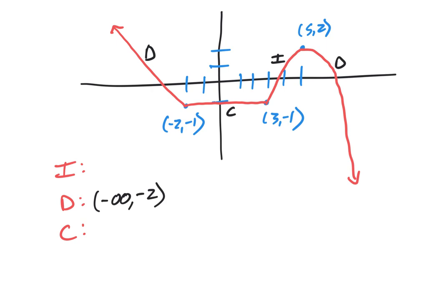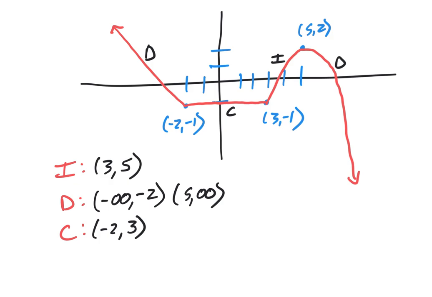Second interval, we said it's going to be constant from -2 over to 3. And so at constant, we're going to say -2 to 3. Third interval, it's going to start at 3 and rise till it gets over to 5. So 3 to 5 would be increasing. And then it's going to drop for that last interval, and so we would say 5 to infinity.